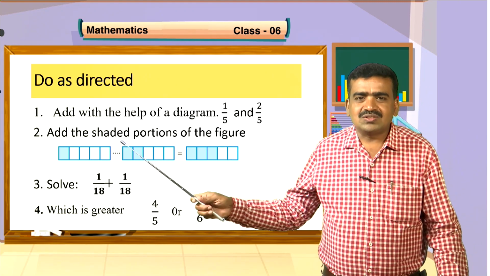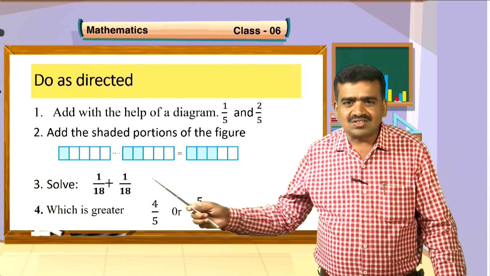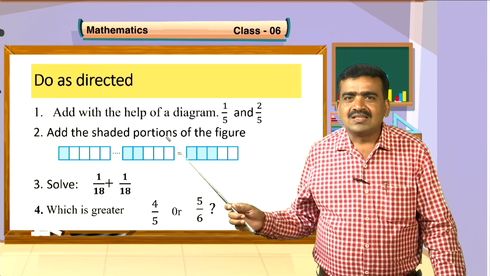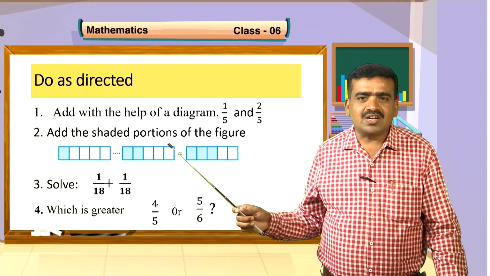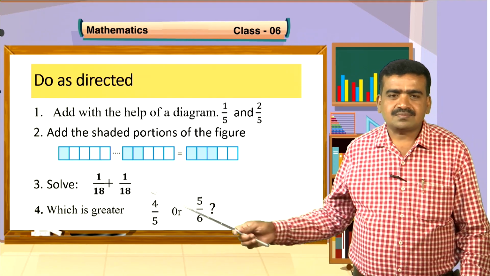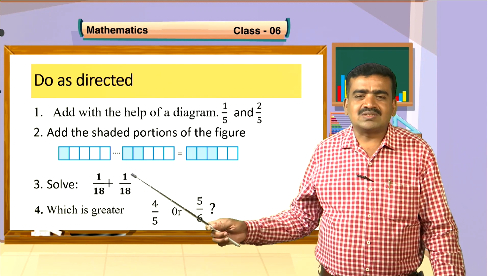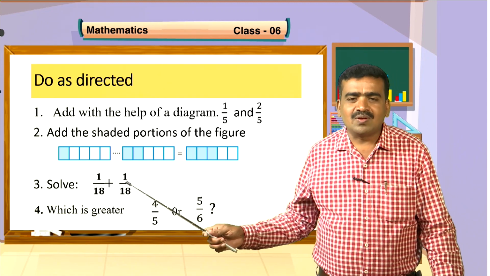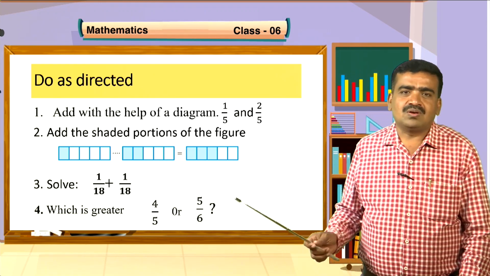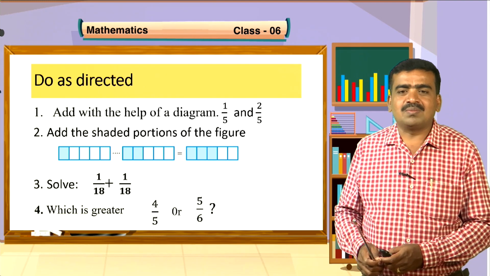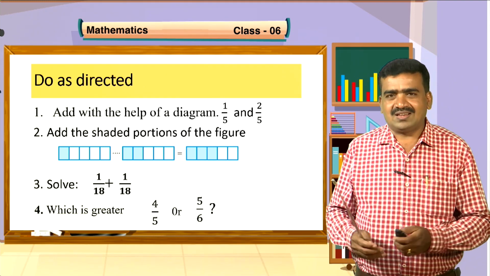Now in the second question, the diagrams are shaded. So based on the shaded portion, you have to express it in fractional form and add the fractions, adding the shaded portions of the figure. The next question is: solve 1 by 18 plus 1 by 18. You have to add 1 by 18 and 1 by 18, and in the fourth problem, you have to identify the greater one. Among 4 by 5 and 5 by 6, identify the greater one.